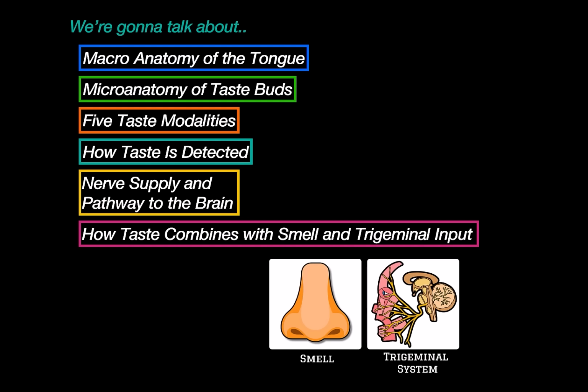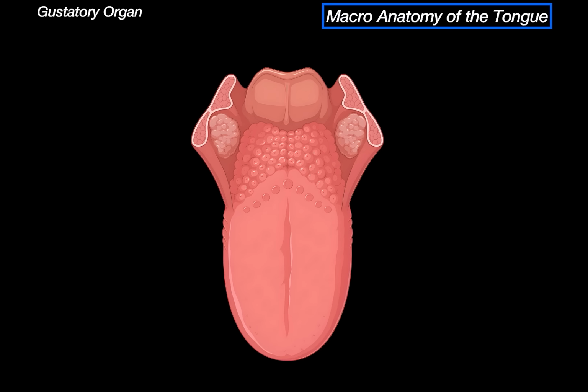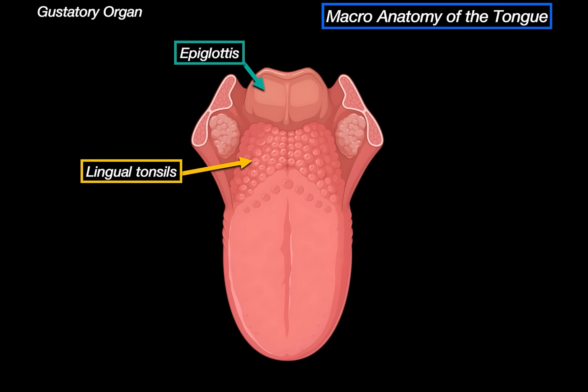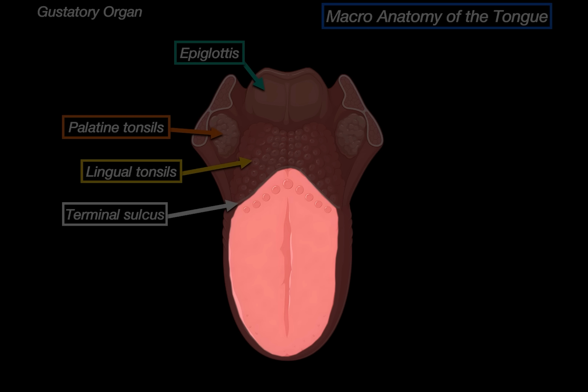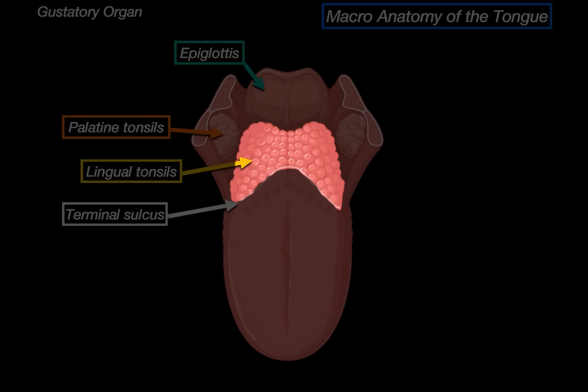Alright, let's get started. Let's start by looking at the tongue from an upper view. Just for orientation, here we can see the epiglottis, lingual tonsil, the palatine tonsil between the arches, and we can see the terminal sulcus, which divides the tongue into an anterior 2/3 and a posterior 1/3.